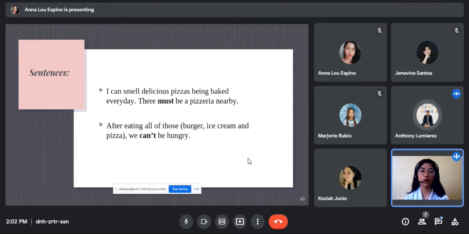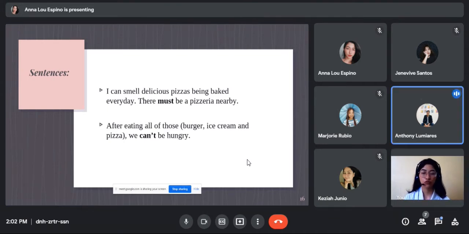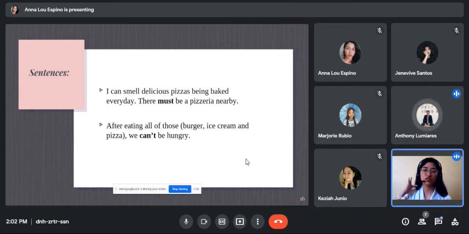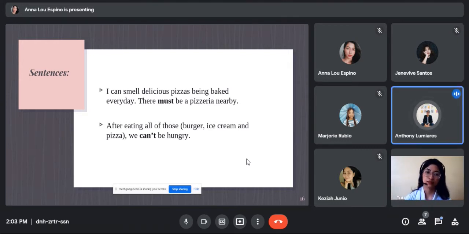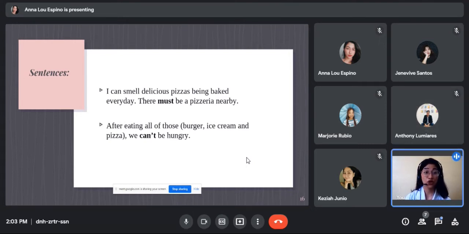Associated with certainty. Yes, Mr. Anthony. After eating those burger, ice cream, and pizza, we can't be hungry. Okay. How can you associate it? In that example, ma'am, can't was used and it implies that after eating a lot of food, it is logically impossible for them to still be hungry. Very good. Your word is logically impossible.